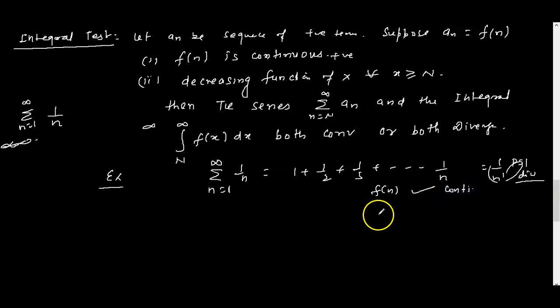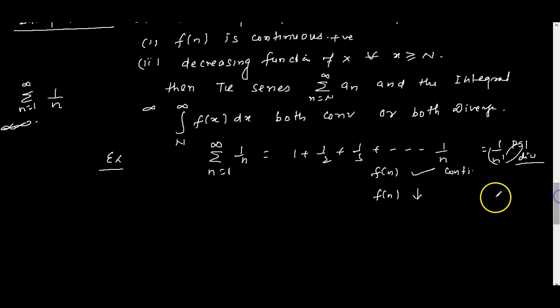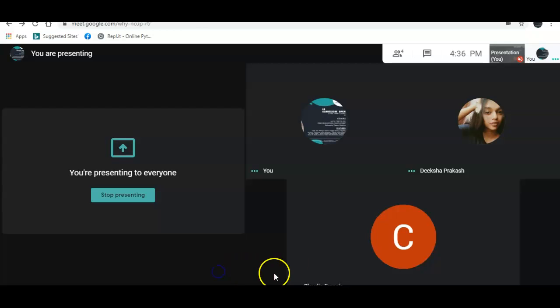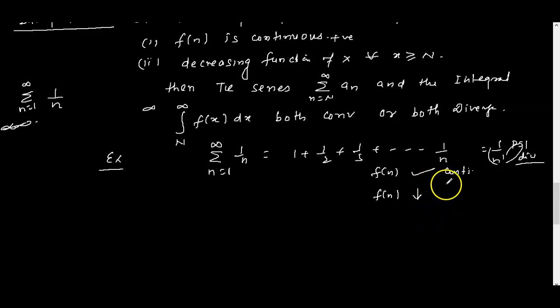Now, is it a decreasing function? Yes, it is decreasing, because the first value is 1, after that 1 by 2 is decreasing, 1 by 3 is decreasing, and so on. 1 by 1000, 1 by 10,000, it will keep decreasing. So both conditions hold. Any doubt till here? No, sir. So f of n is continuous and decreasing also.